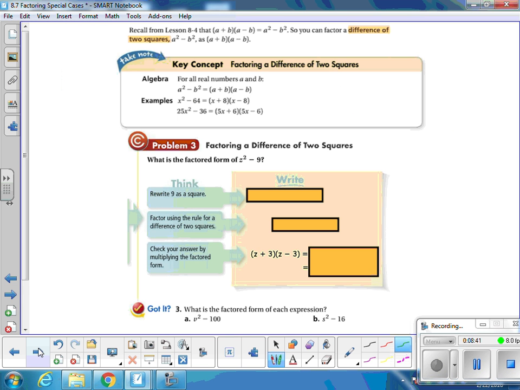Let's keep going. Ooh, we're doing another recall from lesson 8.4 that a plus b times a minus b ends up being a squared minus b squared. So you can refer to a difference of 2 squares. Where you run into that situation, you can refer to it as a plus b times a minus b. So let's look at that for the factoring of the difference of 2 squares. So algebraically, we saw that a squared minus b squared is equal to a plus b times a minus b. When we look at an example of that, we see x squared minus 64 is equal to x plus 8 times x minus 8.